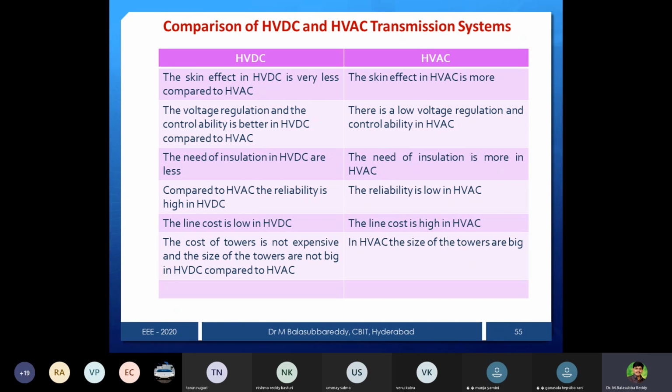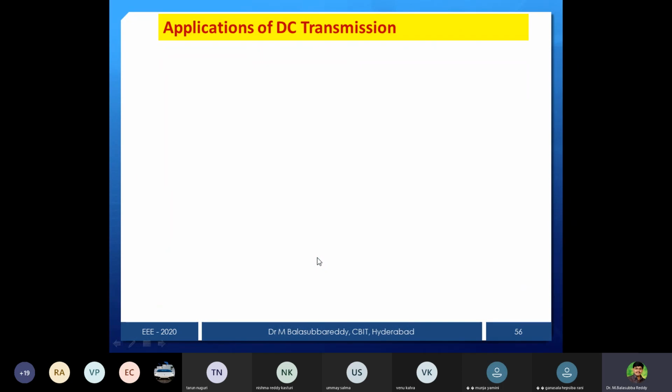You can see that each line we connect with an insulator during erection of the towers, all these things. Line cost is low in HVDC and high in AC. The cost of towers is not expensive and the size of towers is not big in HVDC compared to HVAC transmission. So the cost of towers is not expensive in the case of DC, but obviously in the case of AC it is expensive.